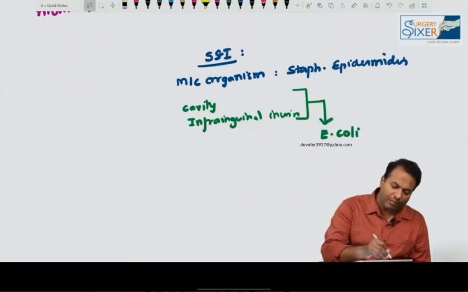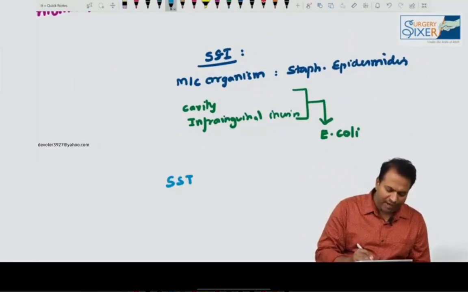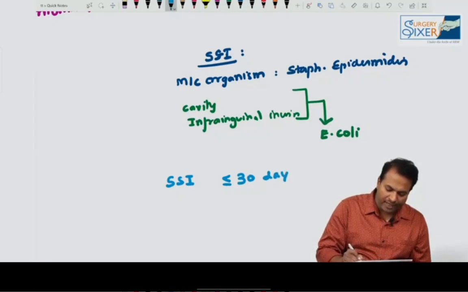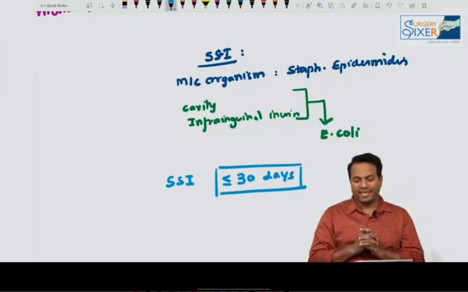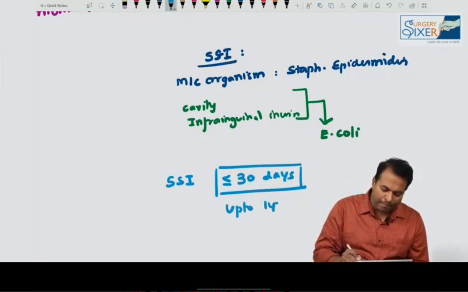What do you mean by surgical site infection? Surgical site infection is defined as an infection which happens within 30 days of any surgery. For example, after a hernia operation, if you get an infection within 30 days, it is surgical site infection. And up to 1 year when you keep a mesh or prosthesis.